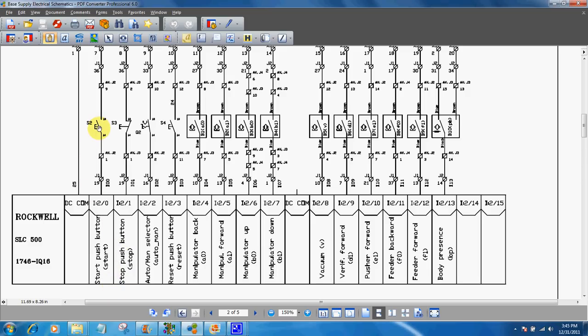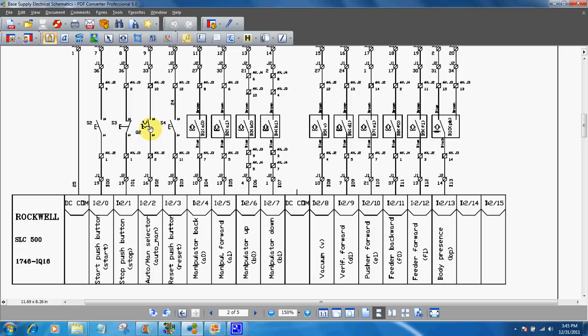As we look at the start push button, this is the IEC symbol for a push button. Notice that it's normally open. Here we have our stop push button, which is wired normally closed, and those two are important because we'll need to understand the difference of how they're wired, either normally open or normally closed, as we begin our PLC programming.